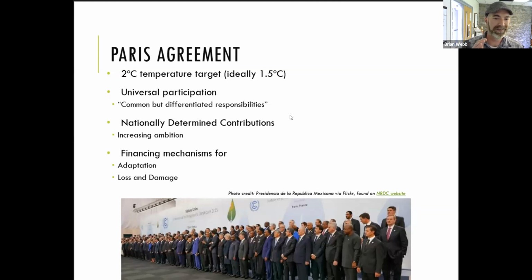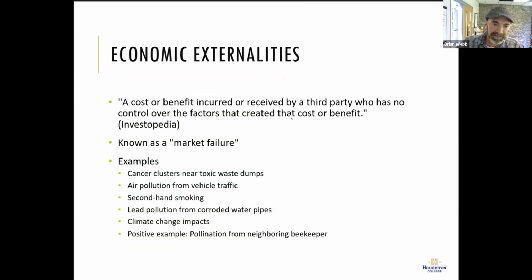And I'm going to skip over that because it takes some explanation, and I think we're going a little bit long here already. But Paris Agreement, good framework for something that could help address global commons challenge. Okay, I'm going to skip that one.